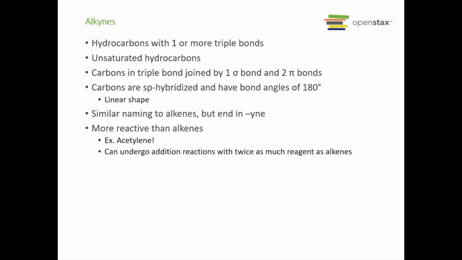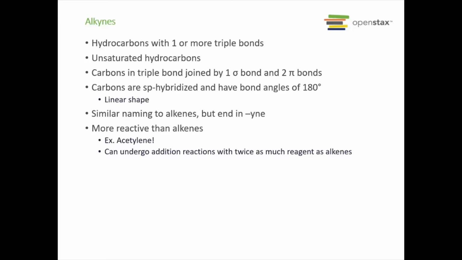These are also considered unsaturated hydrocarbons since you don't have the maximum number of hydrogens for each carbon. And the carbons in the triple bond are joined by one sigma bond and two pi bonds. And they're sp hybridized, with a bond angle of 180 degrees, so these are linear. They have a very similar naming scheme to alkenes, but instead of "ene," they end in "yne." So you do have to number what carbon has the triple bond once you start at 4 carbons.